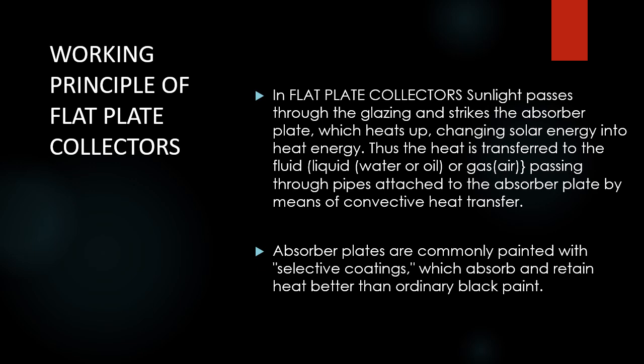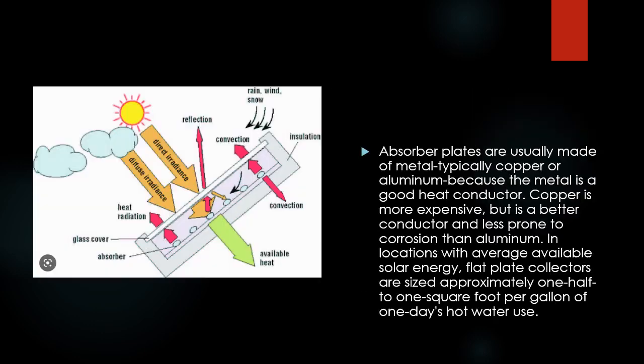Absorber plates are commonly painted with selective coatings because they need to absorb the solar radiation, and these coatings absorb and retain heat better than an ordinary black paint. So this is the working of flat plate collectors.